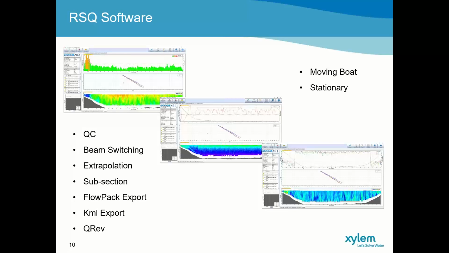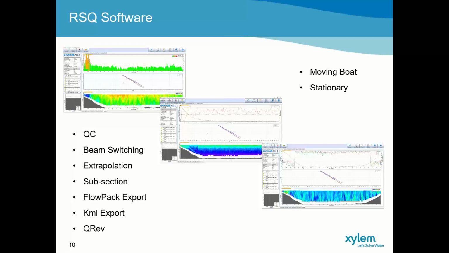Beam switching is also a new feature. That's where we exclude data from a specific beam, and we will discuss this a bit later. Extrapolation, as I mentioned, is basically the extrapolation calculations that the USGS implemented in Extrap. We were able to implement exactly the same calculations in RSQ. So instead of using Extrap from the USGS, you can process all the information in RSQ as well.